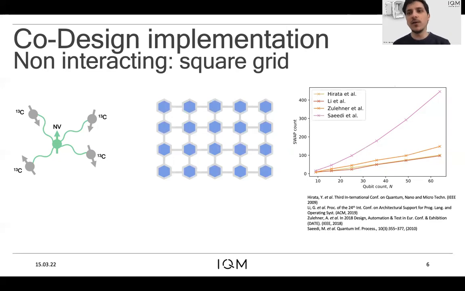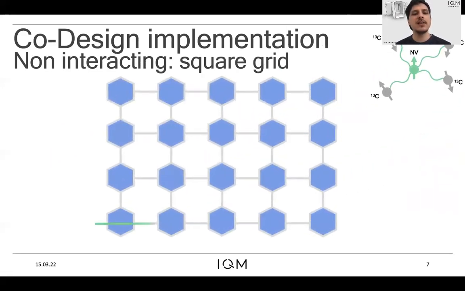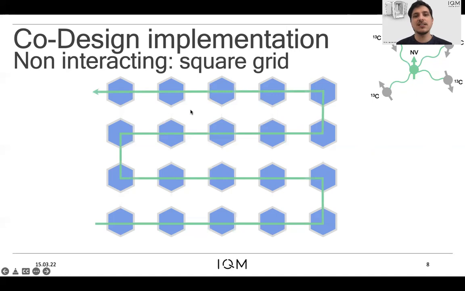So first of all, to show you the co-design chip, let's focus on the square grid and how we can outperform these numerical techniques. So let's imagine we don't have a square grid, but indeed a linear chain embedded in it, or a linearized square grid. This way, we can just neglect the connections that are not present in this linear chain, even though they will still be in the chip.